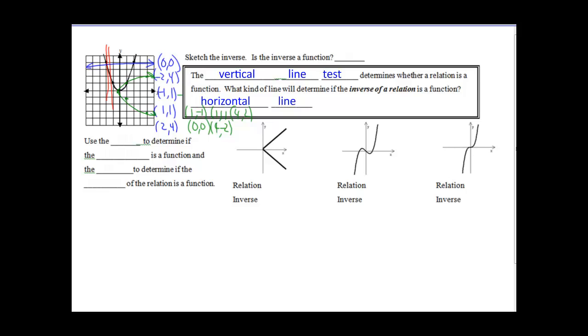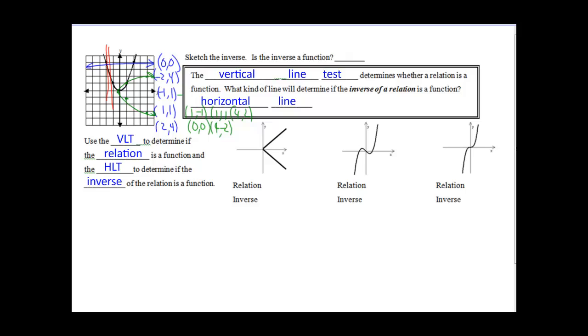So we need to use the VLT to determine if the relation is a function, and the HLT to determine if the inverse of a relation is a function, and use a BLT if you're hungry. So these three graphs right here, we want to determine if the relation is a function and then if its inverse is a function. Take the first one.